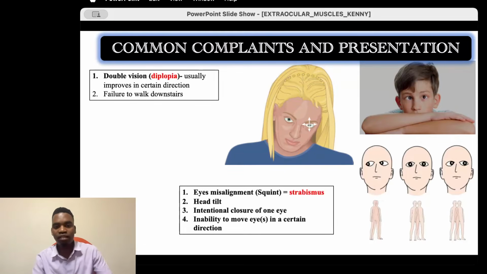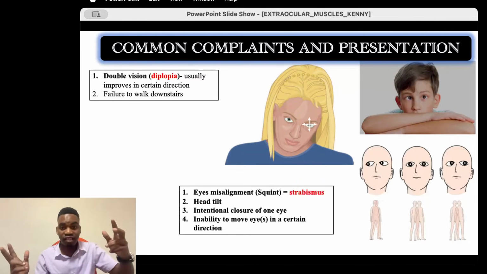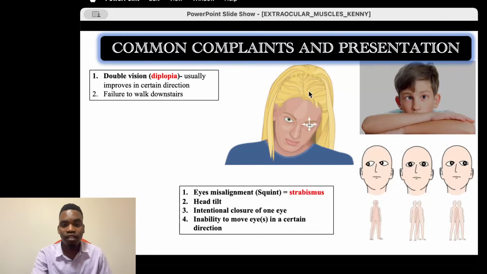So some you see squint or strabismus, deviation of the eyes. A patient can have intentional closure of one eye, like this person here, because the biggest trouble they get is double vision. So they are doing their best to correct this double vision, and whatever maneuver they are doing is to correct it. Of course I can just close one eye to correct the double vision.